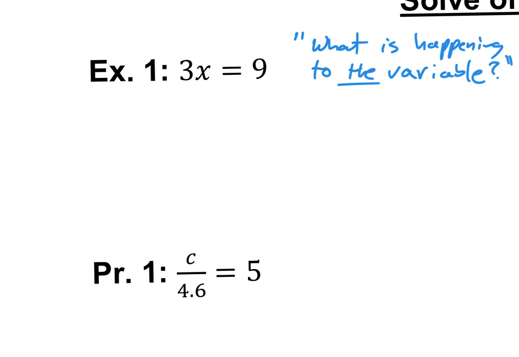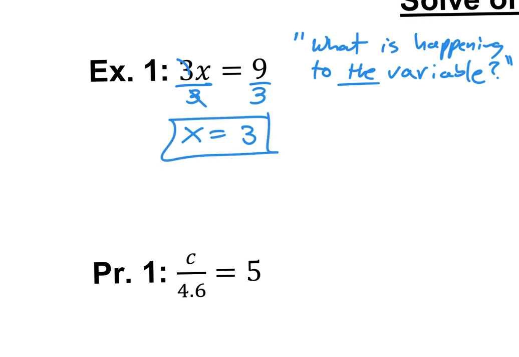So the way we undo multiplication is with division. So I'm going to divide both sides by 3. Simple enough. These cancel each other out. And now I have x equals 9 divided by 3, which is 3. And voila, look at that. We got the answer, x equals 3.